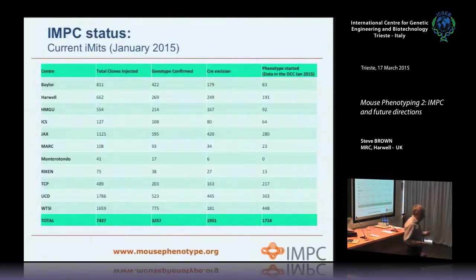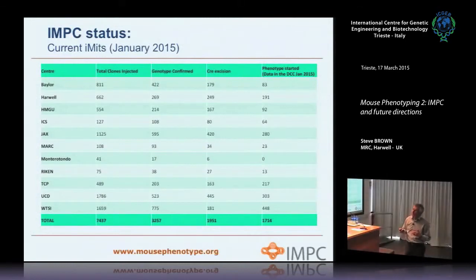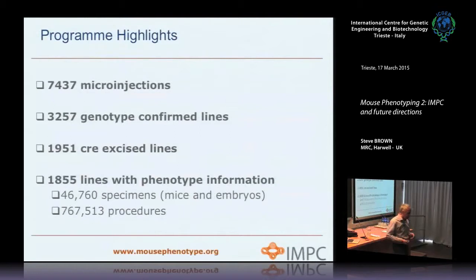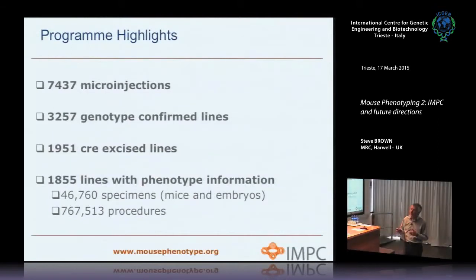So where have we got to so far in phase one with this project? Well, this slide, as you can see, is a bit out of date. But I put it up not for you to read the numbers here, but rather just to show you that all of the centers around the world are contributing, some more than others, obviously, depending upon the capacity they have, to producing those 5,000 mutants and phenotyping them. But this summarizes the sort of program highlights, and some of these numbers are also out of date.